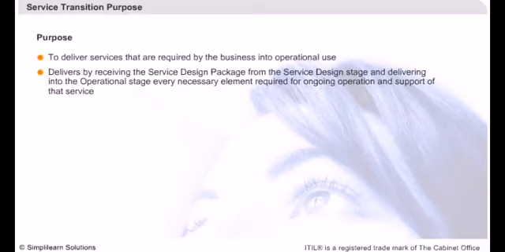The purpose of service transition is to deliver services that are required by the business into operational use, and transition delivers by receiving the service design package from the service design stage and delivering into the operational stage every necessary element required for ongoing operation and support of that service. In the next slide, we'll discuss the key principles of service transition.